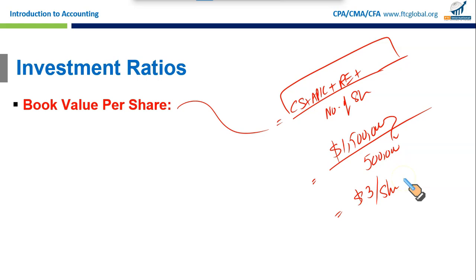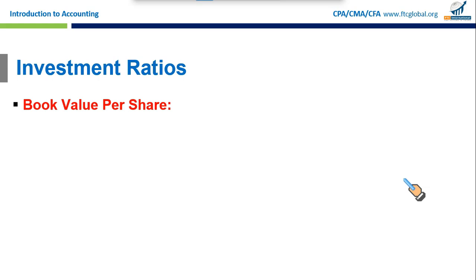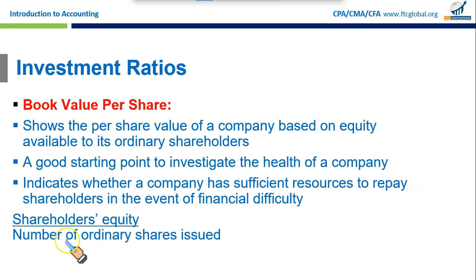So this shows you that if the equity is distributed to ordinary shareholders, what each shareholder would receive, meaning how many resources the firm has to repay shareholders in the event of financial difficulty. So this is how we measure: we take shareholder equity and divide it by the number of ordinary shares. Quickly see what it shows. It shows the per share value of the company based on equity available to shareholders, equity divided by the number of shares. It's a good starting point to investigate the health of the company. How? It shows whether the firm has sufficient resources to repay shareholders in the event of financial difficulty.